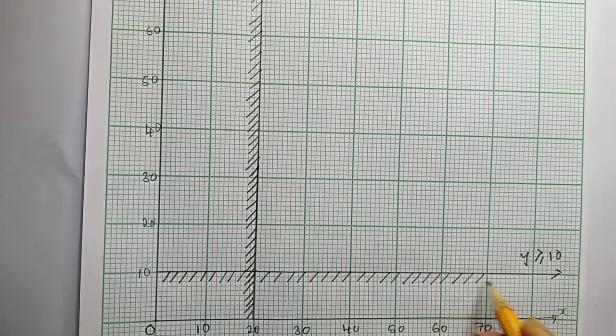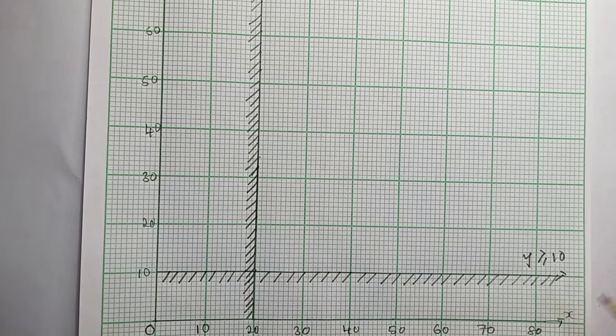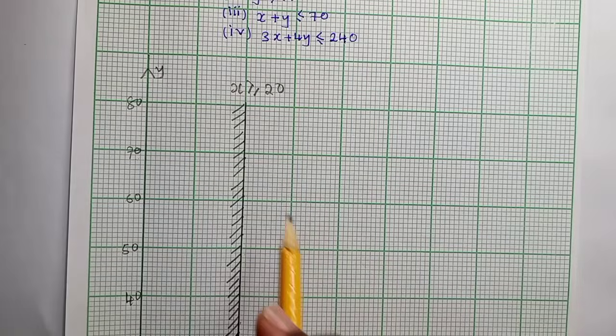So this is what we are doing. You always shade the opposite. Okay, so they've given us greater, we shade the opposite. Next, we go to this right here.